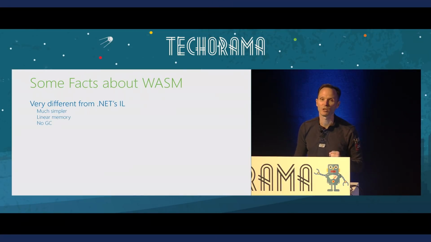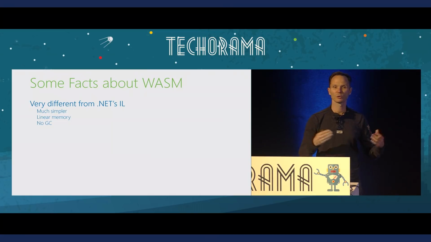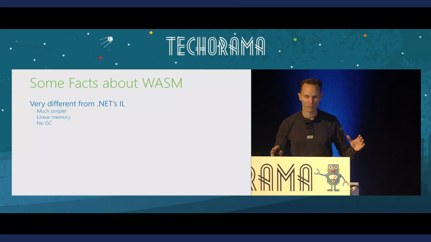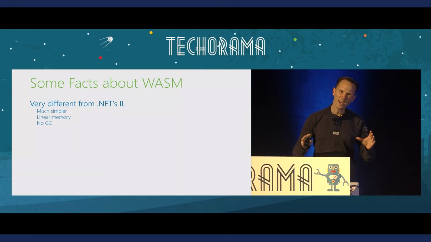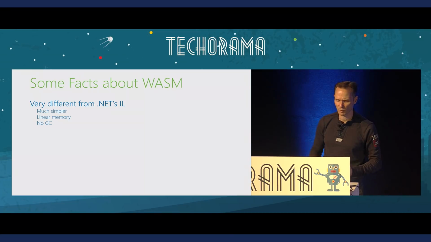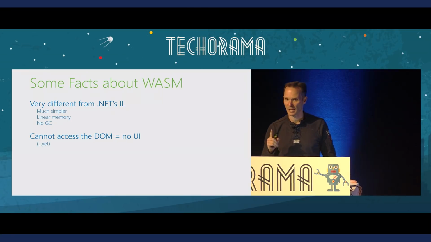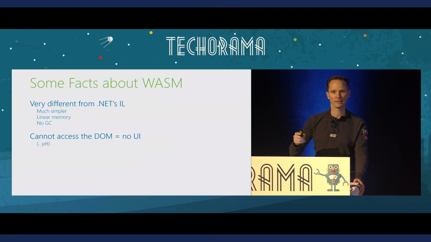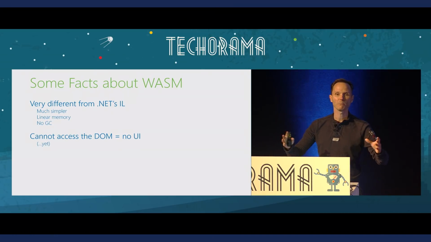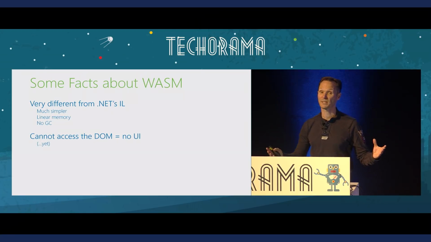Okay, some facts about WebAssembly. It's very much different from the intermediate language that you might know from the .NET framework. It's much simpler. It has linear memory. There is no garbage collection. So it is more similar to assembler language than to intermediate language. From WebAssembly, you cannot today access the DOM directly. So if you run something in a WebAssembly VM, you cannot manipulate the browser's DOM. So there is no UI for WebAssembly.